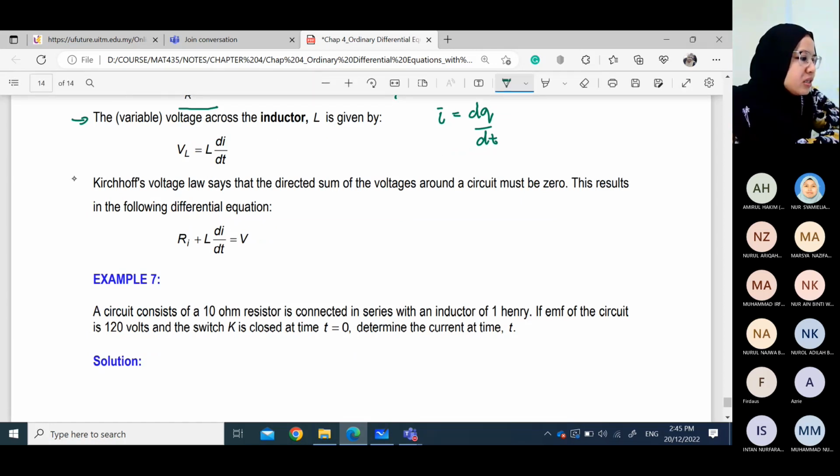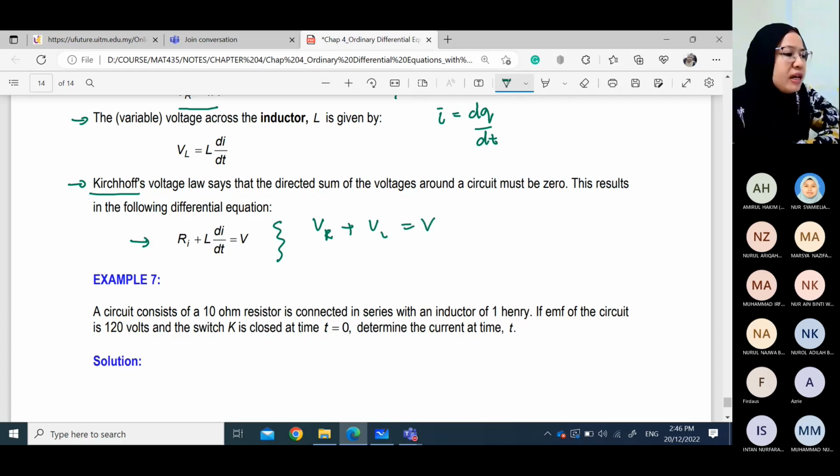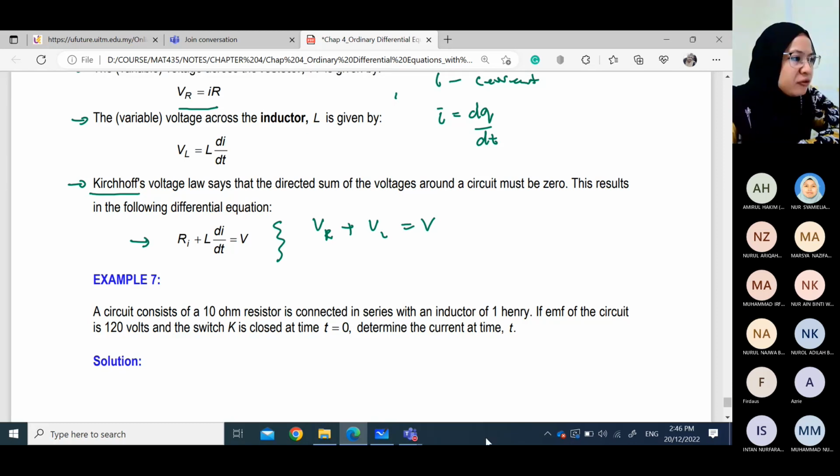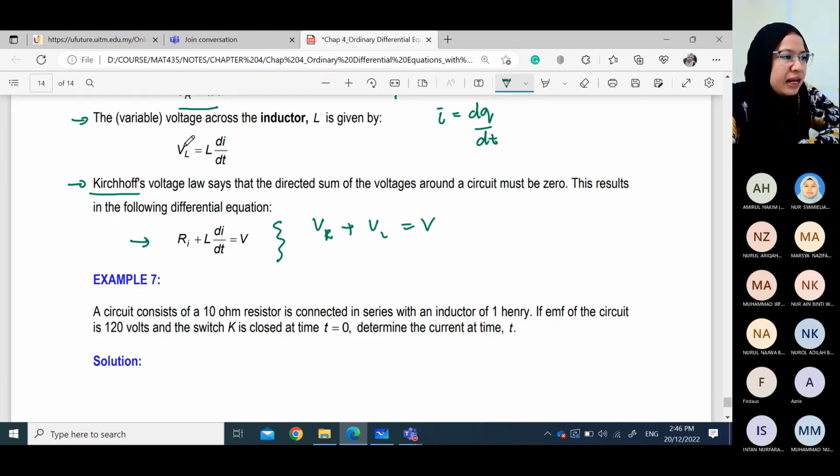So we follow Kirchhoff's voltage law. Have you heard of it? It says that the directed sum of the voltages around a circuit must be zero. So this results in the following differential equation: Ri plus L di/dt equals V, the voltage. Or VR plus VL equals V, where VR is IR and VL is L times di/dt.